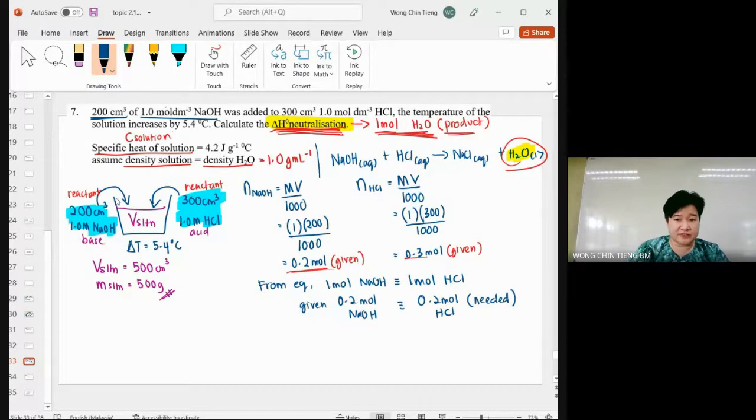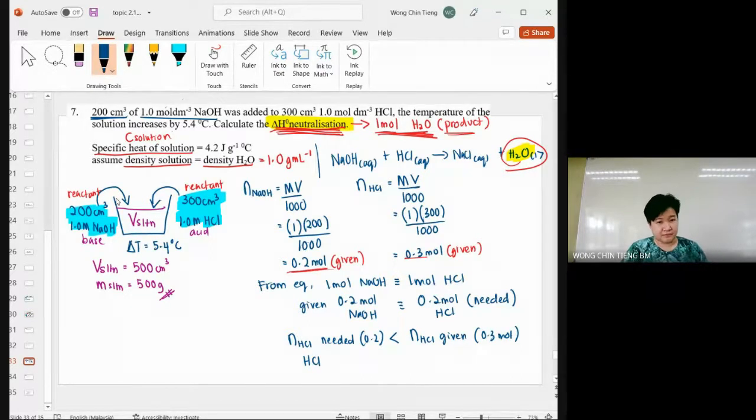Okay, so if we are still on the same page, then we go for the limiting reactant. We compare the number of mole HCl needed. Yang diperlukan adalah 0.2. Alright. Lebih kecil daripada number of mole HCl yang given. Yang diberi lebih banyak. Kalau yang diberi adalah lebih banyak sayang, HCl, excess atau limiting? Excess. HCl is excess reactant. Dan kita hanya ada 2. Bila HCl adalah excess, automatically our NaOH is limiting reactant.